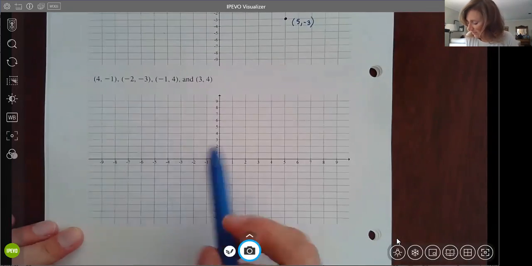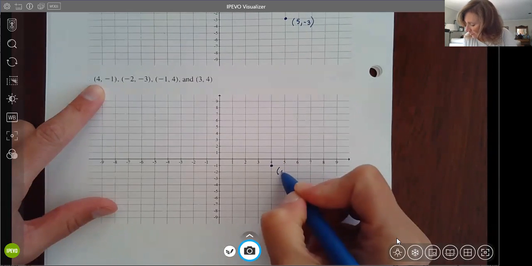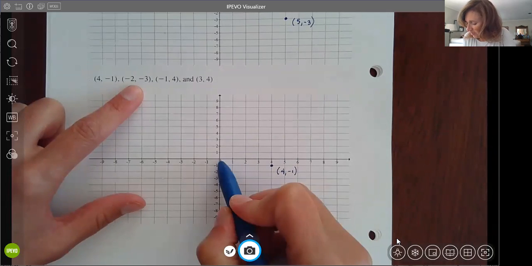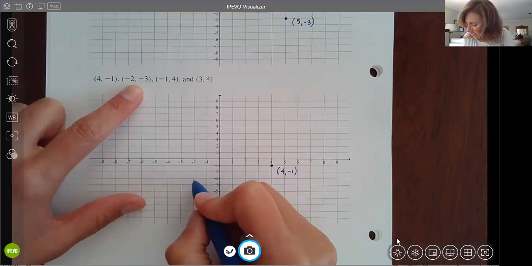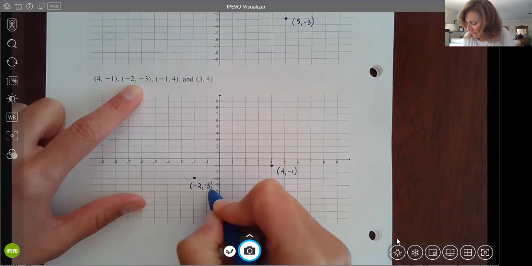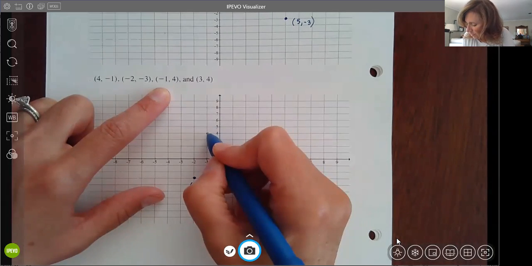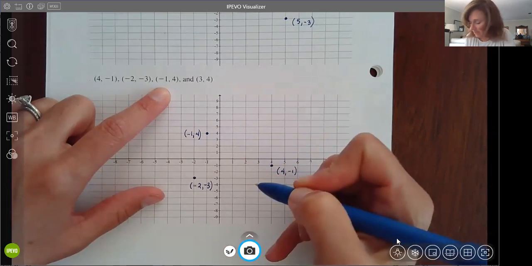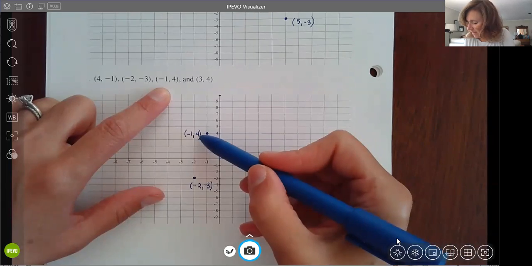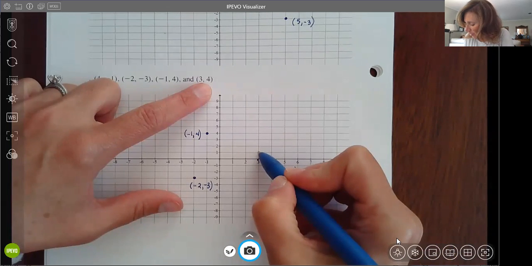So this one says, start at the origin, go to the right 4 and down 1. So that's 4, -1. This says, start at the origin, go to the left 2 and down 3. So -2, -3. This says, go to the left 1 and up 4. Remember, positive means up for the second value. Positive 4 means up. And this says, go to the right 3 because it's positive, and then go up 4.